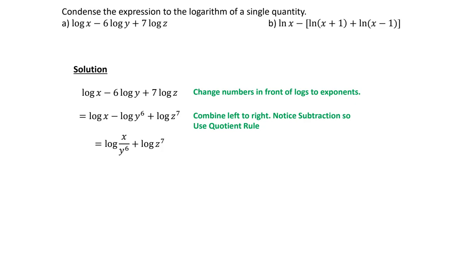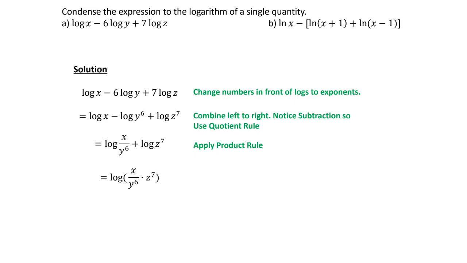I have two logs that are being added with each other. Now, this is the product rule for logs that says that when I have two logs that are being added, I'm going to multiply their input values. Okay, so here we have log of x divided by y to the sixth power times z to the seventh.